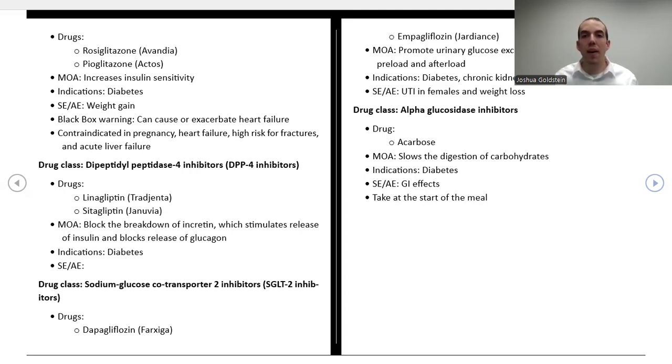And the last drug we're going to talk about, not very commonly used, just like some of these other ones at the end, but alpha glucosidase inhibitors such as acarbose. This one slows the digestion of carbohydrates so that the body doesn't absorb as much sugar from our meals. This is again used for diabetes, and because of the mechanism of action of how it works in terms of messing with our digestion, it can cause GI effects, and patients should be educated to take this at the start of the meal.